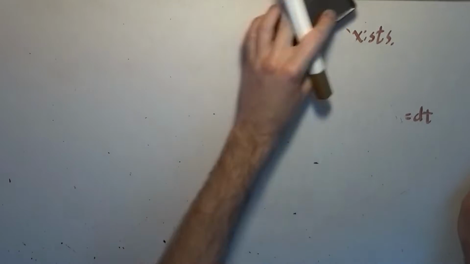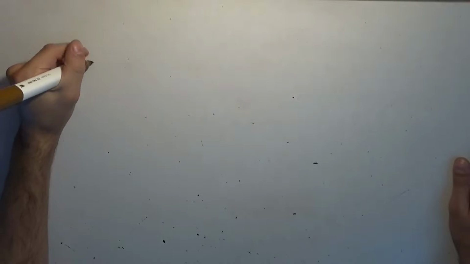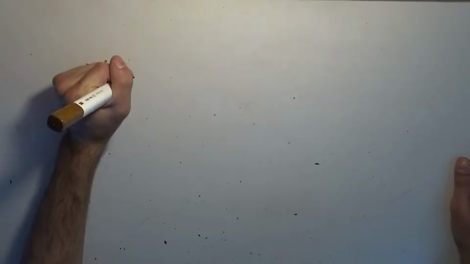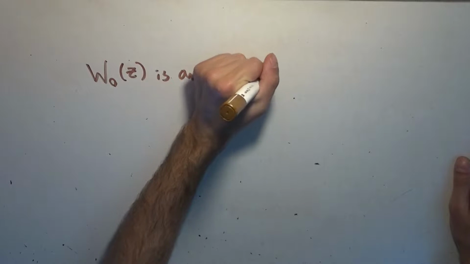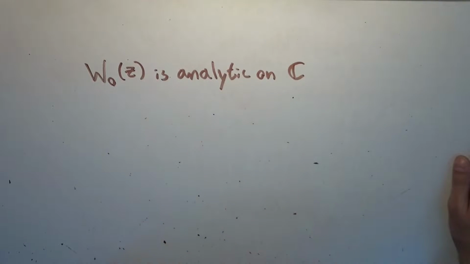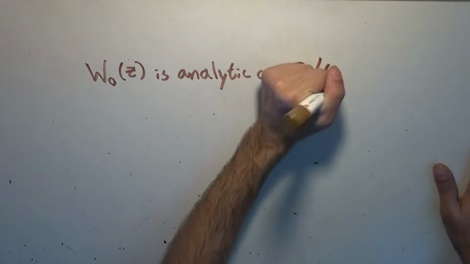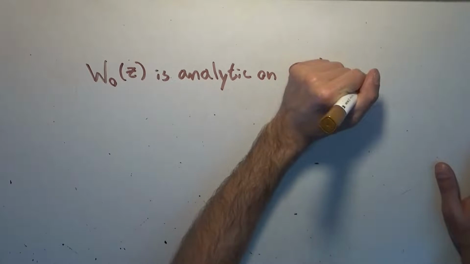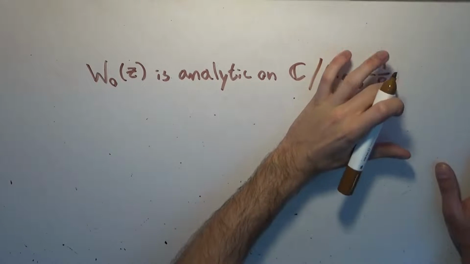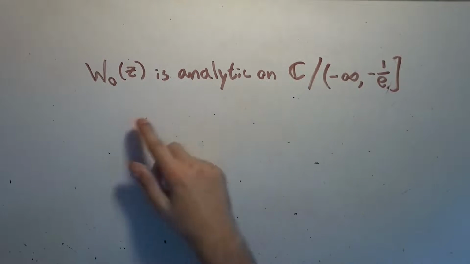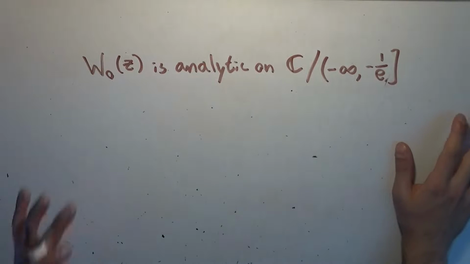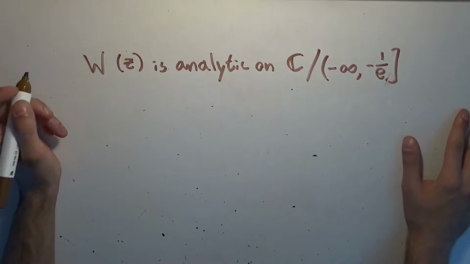So remember what I said? I said that the Lambert W function, at least on the principal branch, is analytic on the domain, the entire complex plane minus this branch cut right here. Sorry, negative 1 over e is included. So this is where the principal branch of the W function is analytic. And since we're only talking about the principal branch, I'm just going to remove that.